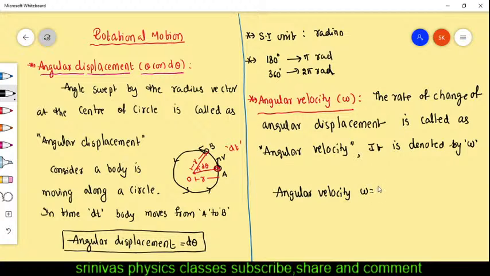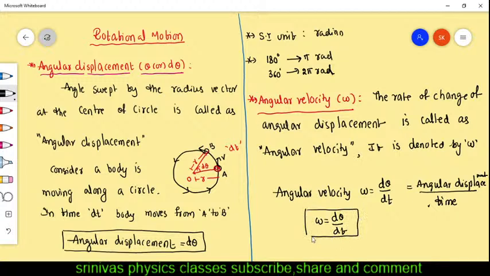There is a formula. What is it? Angular displacement by time. Angular displacement d theta, by time. This is the formula for the angular velocity. We write it like this: omega is equal to d theta by dt.